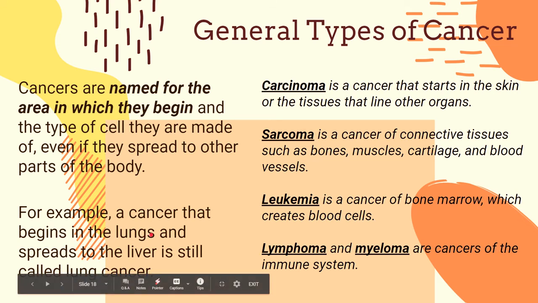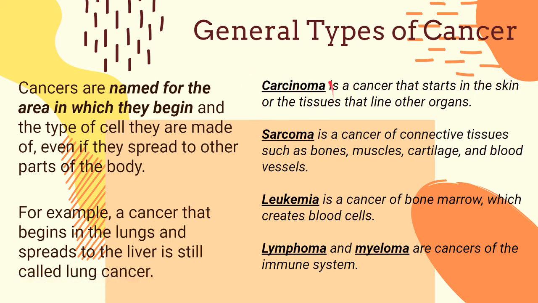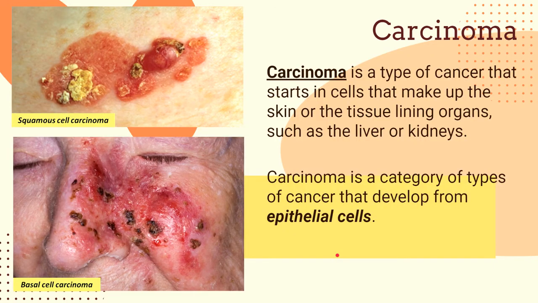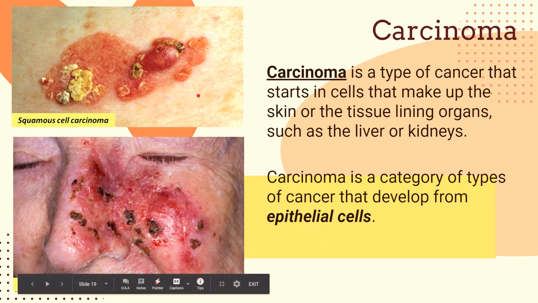For the purpose of our discussion, these are the general types of cancer that I will present to you. Carcinoma is the cancer that starts in the skin or tissues that line other organs. Sarcoma is the cancer of connective tissue, so cancer of the bones, muscles, cartilage, and blood vessels. Leukemia is the cancer of the bone marrow, which creates blood cells. Lymphoma and myeloma are cancers of the immune system. Let's look first at carcinoma. Again, this is the type of cancer that starts in the skin or lining of organs.